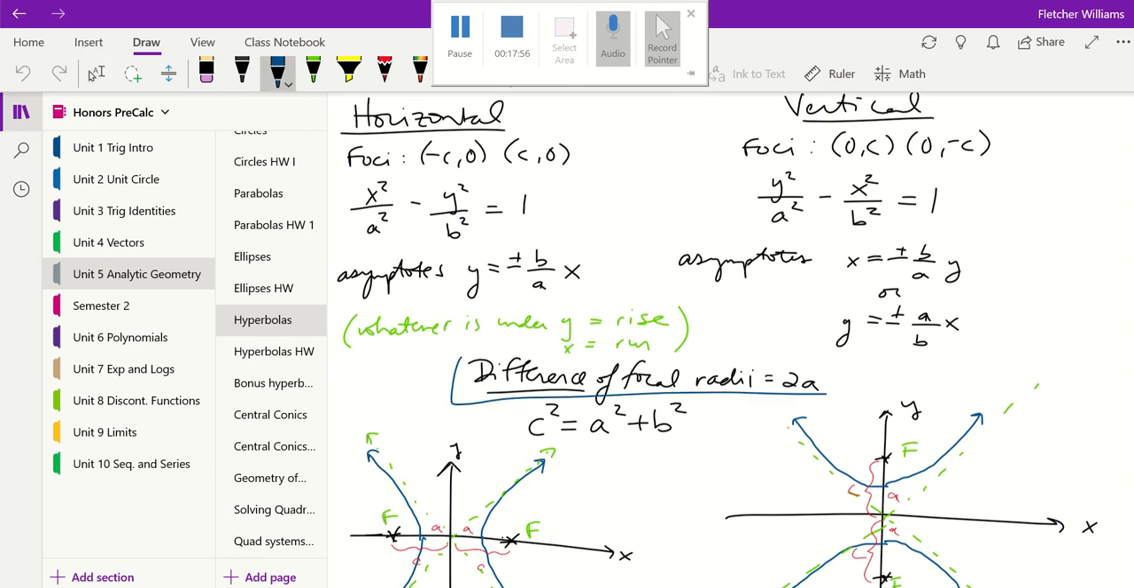So I wrote it here, right? The difference of focal radii is 2A.